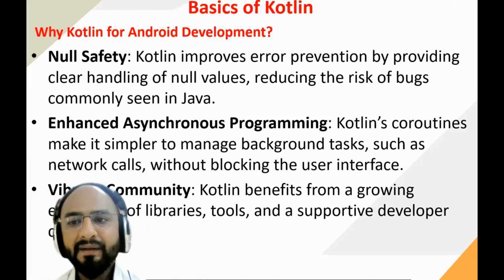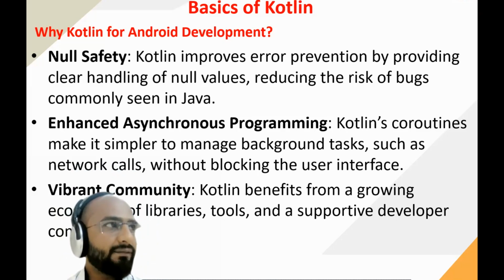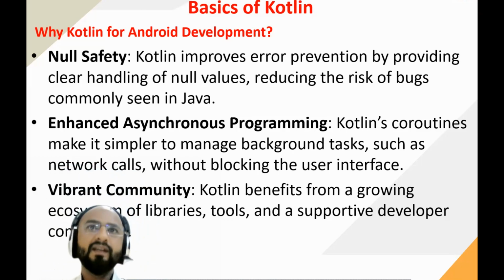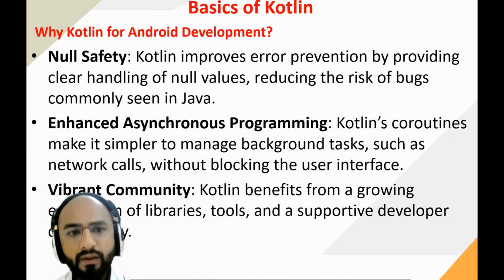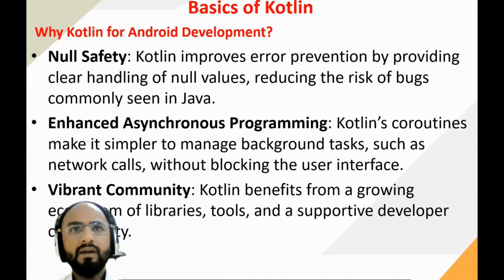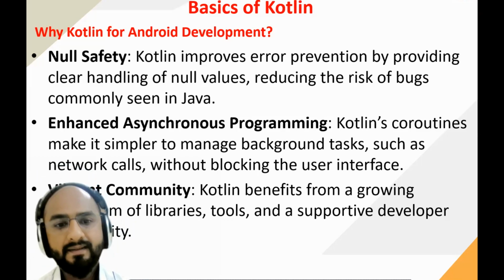So Kotlin improves error prevention by providing clear handling of null values. Kotlin provides null safety by default, so no null pointer exception will occur if you are working in the Kotlin language. It is a very important part that Kotlin provides null safety. We will not worry about null values and null pointer exceptions, as in Java. It is very easy to understand the null safety concept practically also. We will discuss it in our lectures.